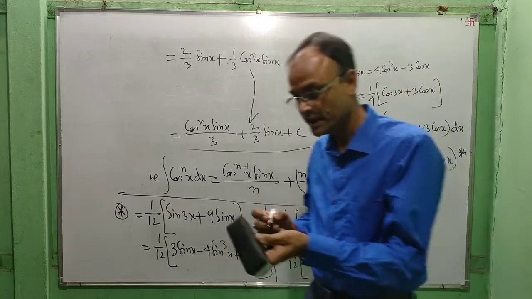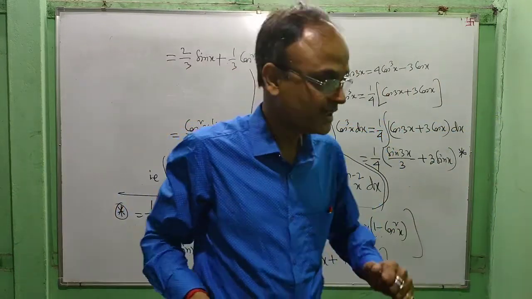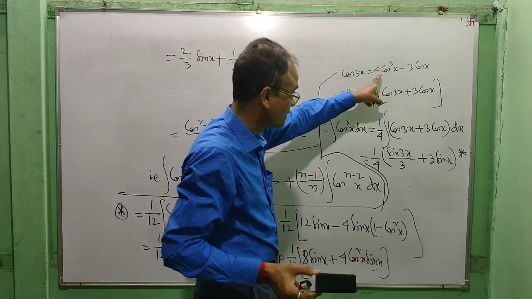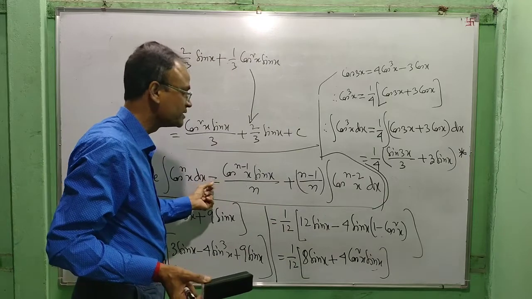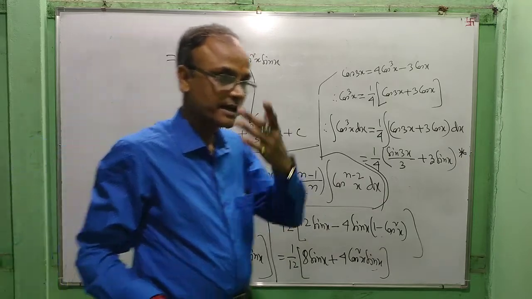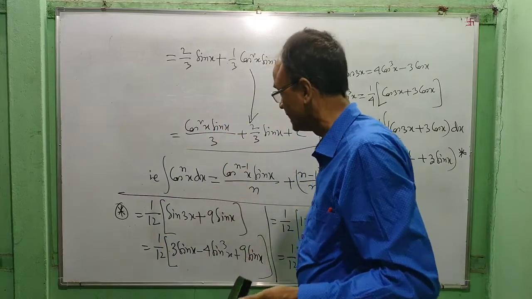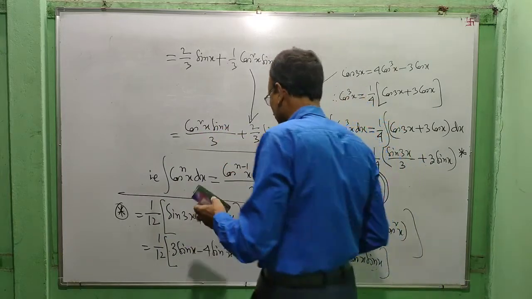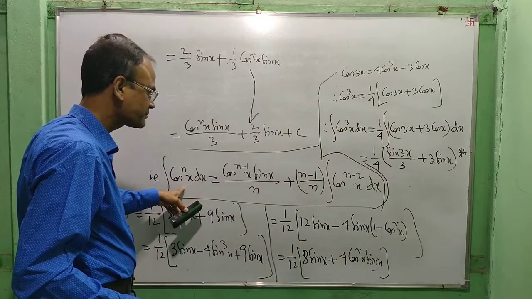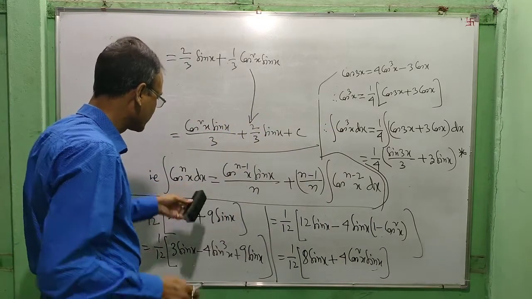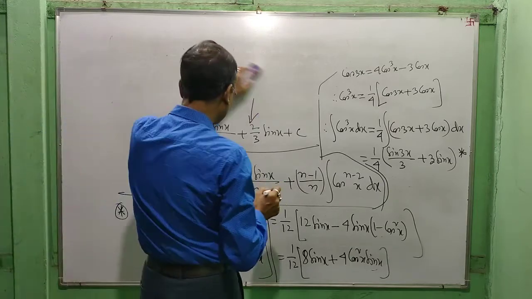Now, in class 11-12 level, we used this method. In this case, you may apply this method also: the method of reduction formula. This reduction formula can be applied. Similarly, suppose cos square x. This is another example.